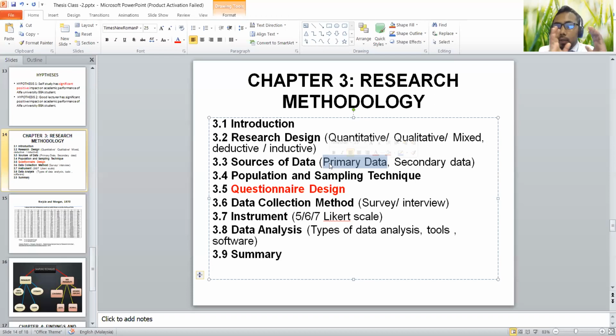But we, as bachelor students, when we do the project, mostly focus on primary data because the time is very limited, and managing secondary data needs a lot of time. So mostly we focus on primary data. That means we collect the data from the field. Okay, so that is primary data.